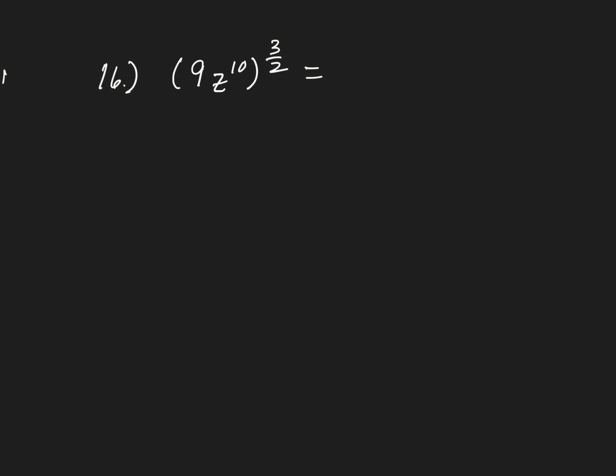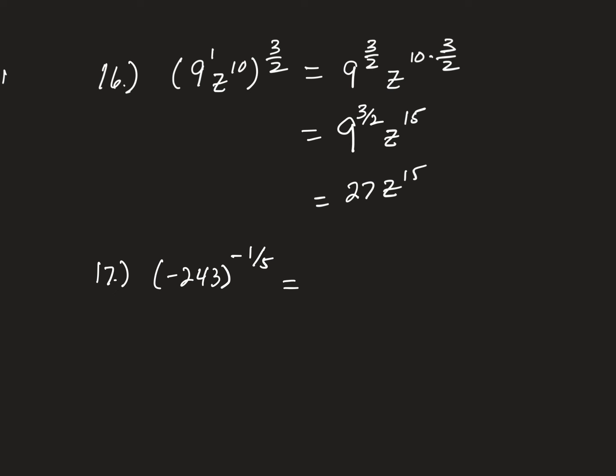Okay, so we have 9, which is raised to the 1st power, which you multiply. It's going to be 9 to the 3/2. And then we have z, which is raised to the 10 times 3/2. So let me go ahead and further simplify. We have 9 raised to the 3/2, and then we have z. 10 times 3 is 30, divided by 2 is 15. I did use my calculator. 9 to the power 3/2 is 27. Z to the 15th power.